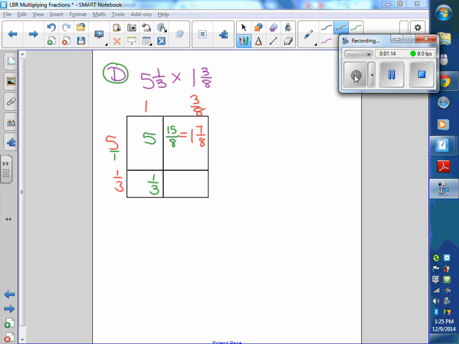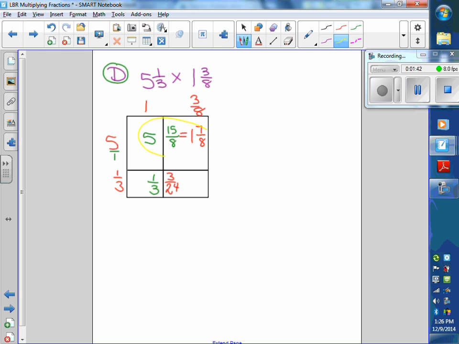So now 1/3 times 3/8. You do 1 times 3, 3. And 3 times 8, 24. Okay. So I've got to get common denominators. Can you tell what my common denominator is going to be? 24. Good job, Emily.